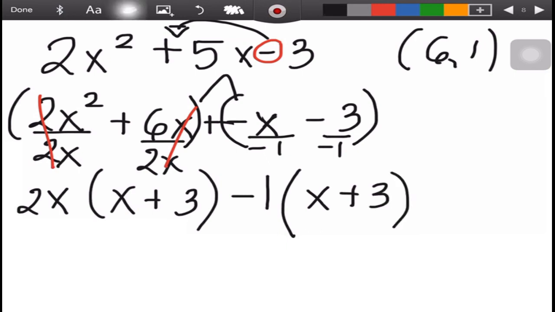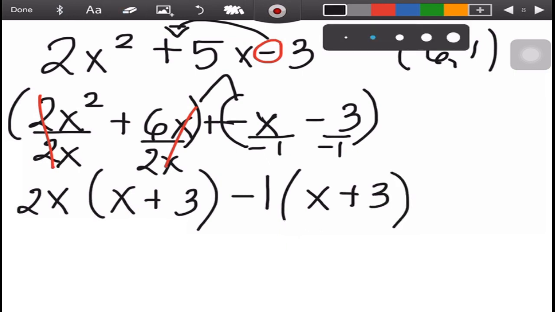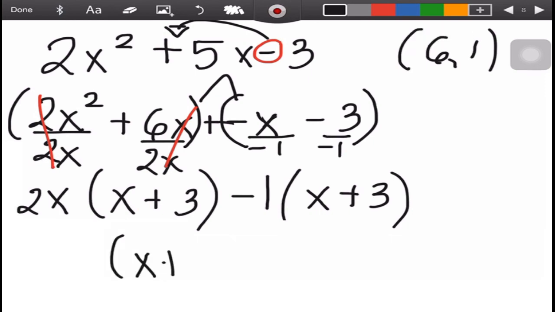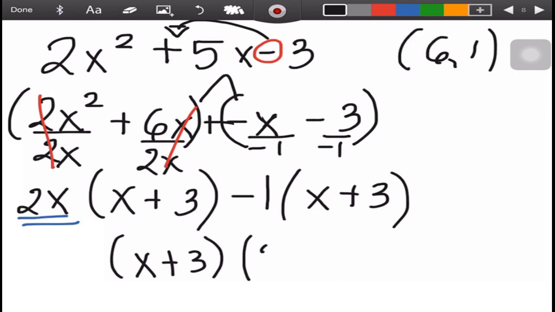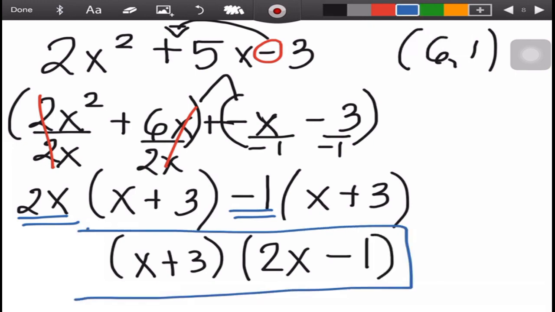So here, we already arrived with the same number inside the parenthesis, which is x plus 3. So you just copy it. And then let us write the numbers beside the parenthesis together. So this is the final answer.